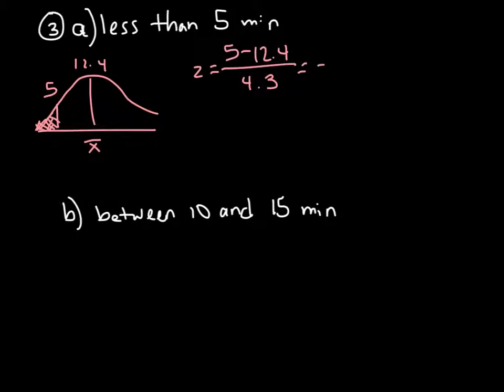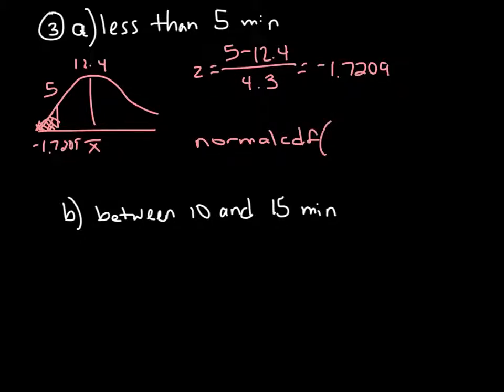When you do that, you get negative 1.7209. So that just means that 5 is 1.7209 standard deviations below the mean. So if we want to figure out the probability that the wait time is going to be to the left of 5, that it's going to be in this area, we can use our calculator to do normal CDF, and we need to put in a lower bound and an upper bound.